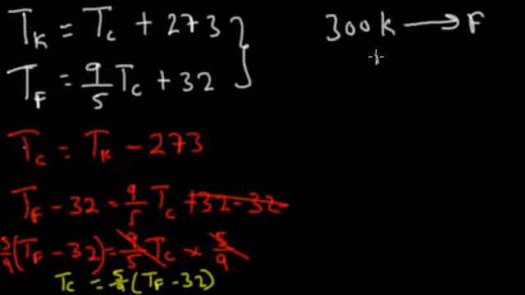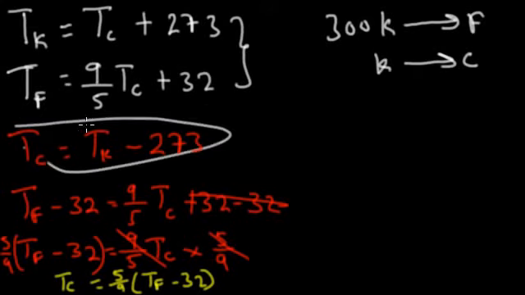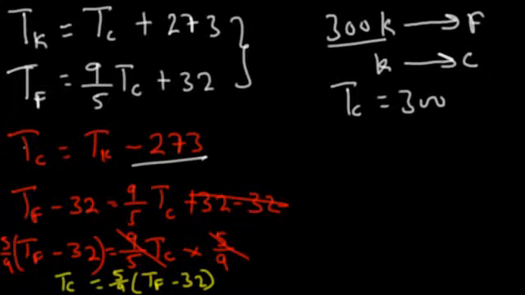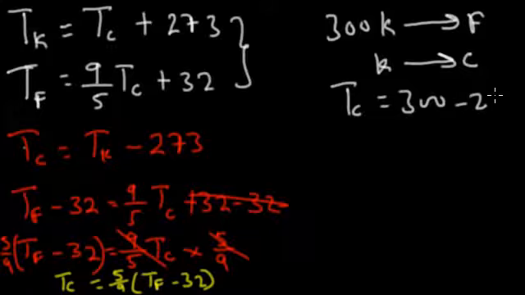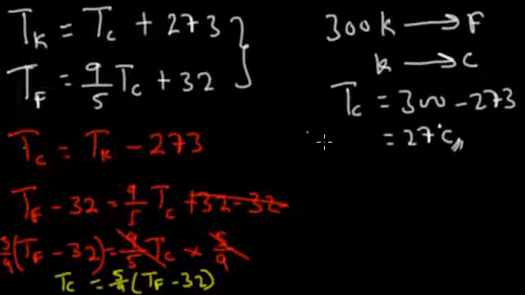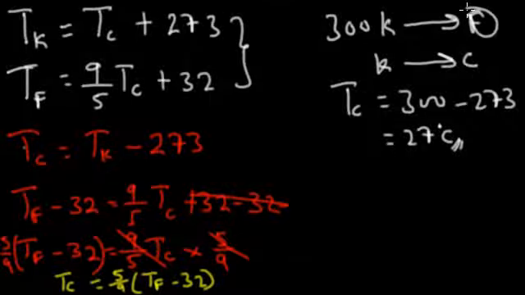To convert from Kelvin to Celsius, what do we use? We use this one. Thus, T sub C will simply be equal to 300, our temperature in Kelvin, minus 273. And doing this subtraction, we got 27 degrees Celsius. Excellent.